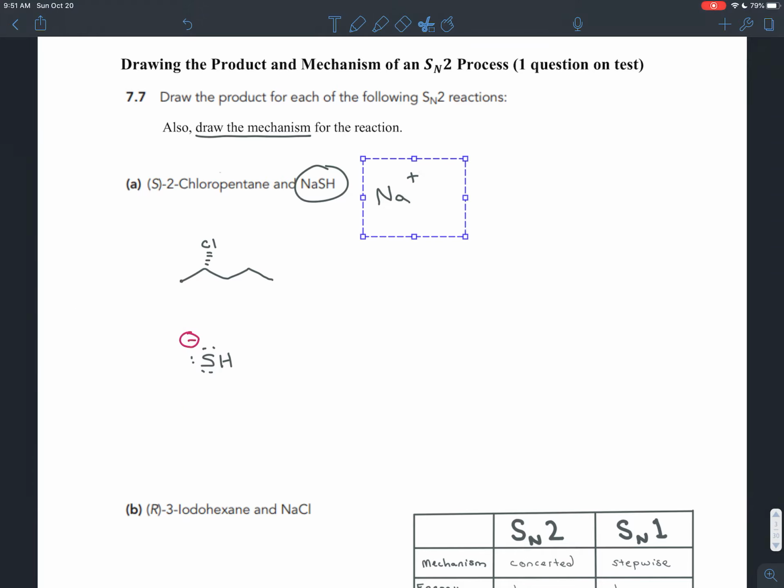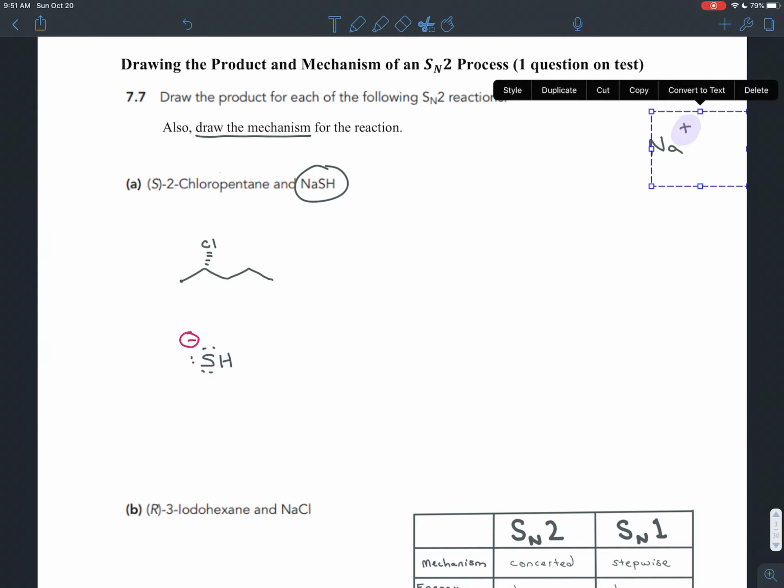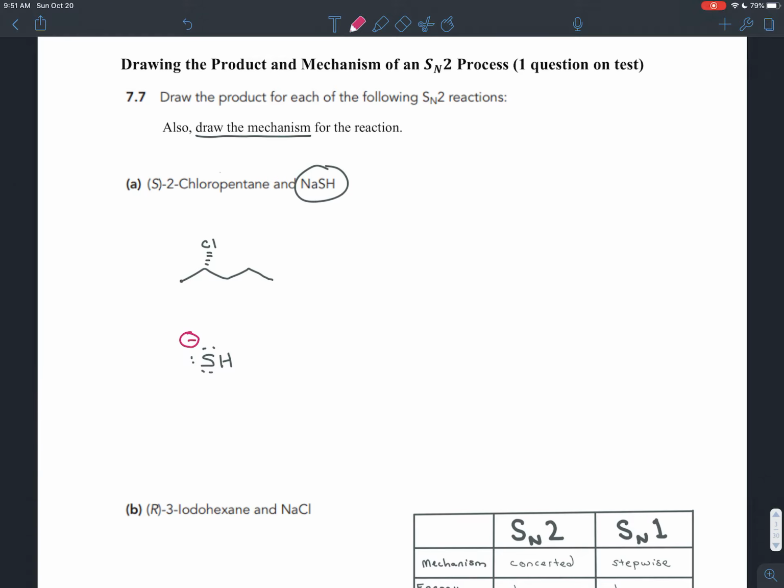The sodium is really big. Atoms increase in size as you go to the left and down on the periodic table. Sodium's all the way on the left. And so it stabilizes that positive charge in a similar way as halogens stabilize a negative charge. It spreads it out over a huge area, so it's really stable. So this is not very reactive, and it floats off into solution. Okay, so we have our nucleophile and our substrate.